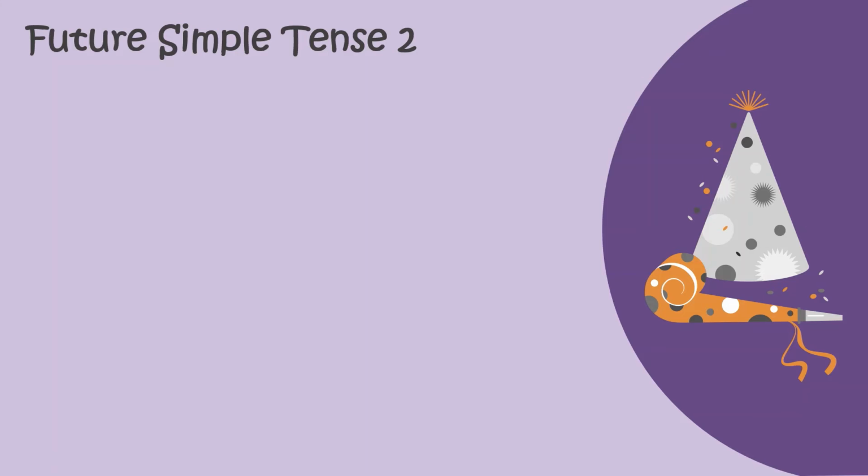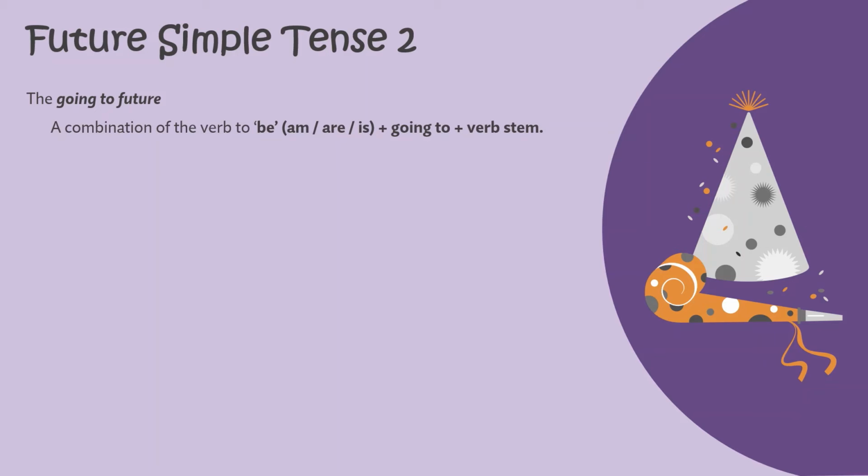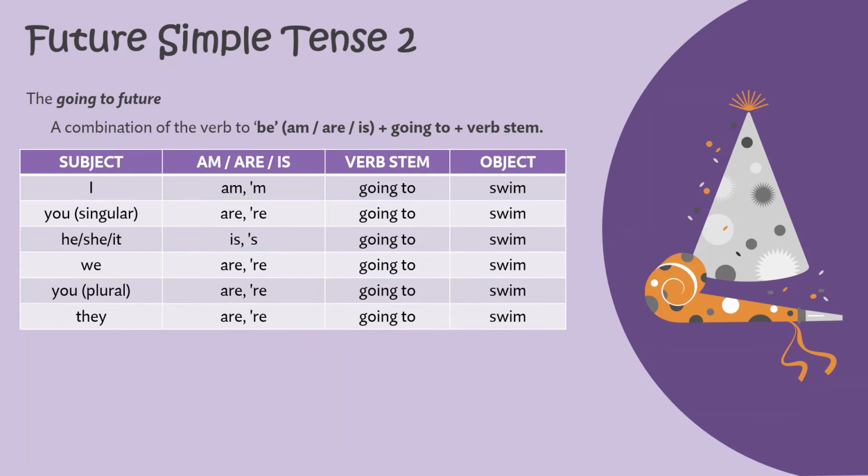Moving on to the next form of future simple tenses. This form is called the going to future. It's a combination of the verb to be, which is am, are, or is, together with going to before the verb stem. Let's take an example. I am going to swim. Remember, in the first form of future simple tenses, we only use will. I will swim. But in the second form, you can use the going to form. I am going to swim. Or he is going to swim.